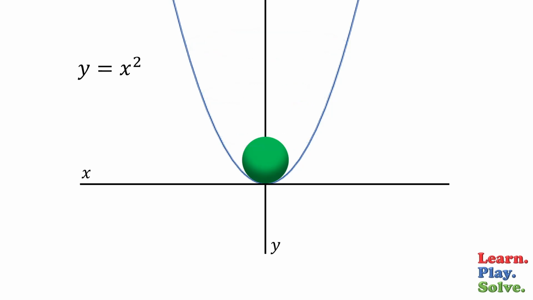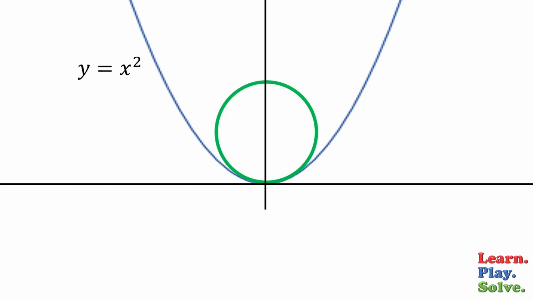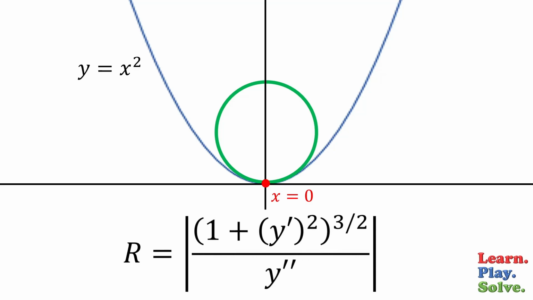First of all, we only need to think of this in 2 dimensions, with a parabola and a circle. In its simplest form, this problem is asking us to find the radius of curvature when x equals 0. A quick way to do that would be to use the radius of curvature formula, but I'd like to show you what I think is a more intuitive solution that doesn't require any calculus.